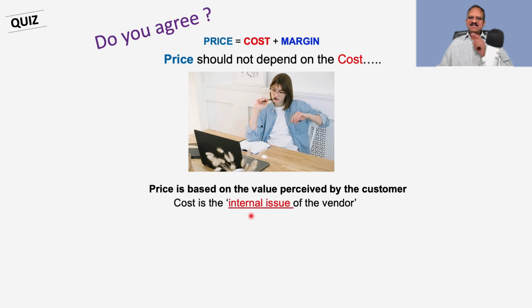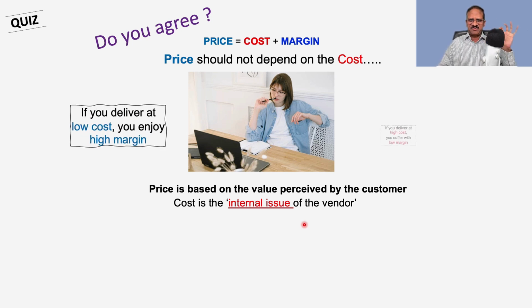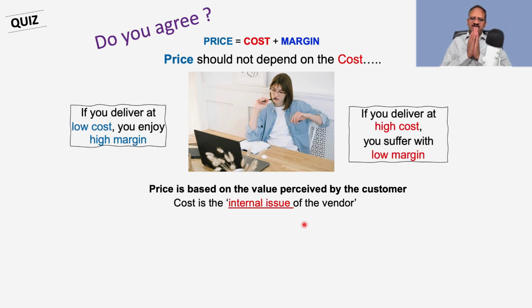Fine. So price is based on the value perceived by the customer. That's what we discussed. Cost is an internal issue of the vendor. Your customer is not concerned with how much your internal cost is. It's your internal issue. In the previous Apple example, the vendor says, I had to go to a far away market, that's why in my shop it is $1.25. You will not buy. You will simply go to the next shop.